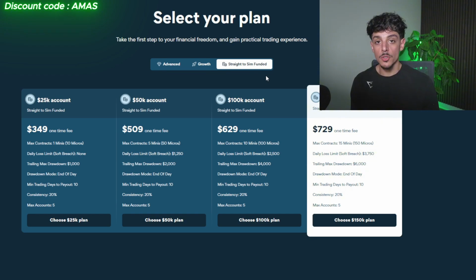All right. So what I like about straight to sim funded accounts is that it replicates a live account immediately with an initial investment that is 10 times less than with a live account.